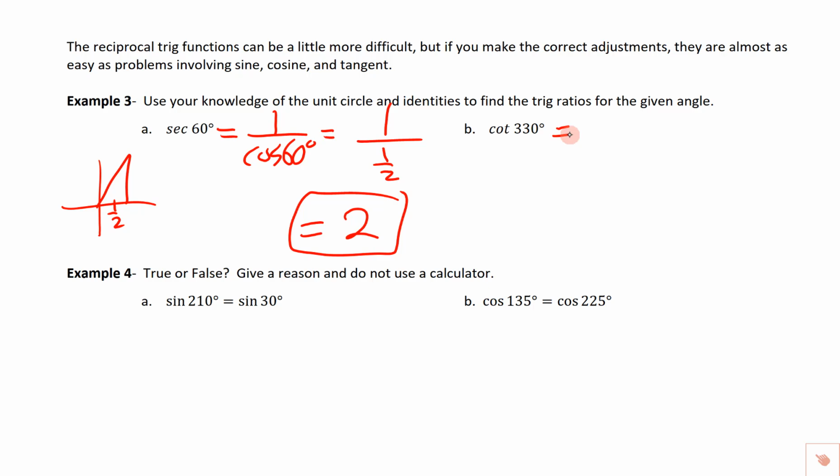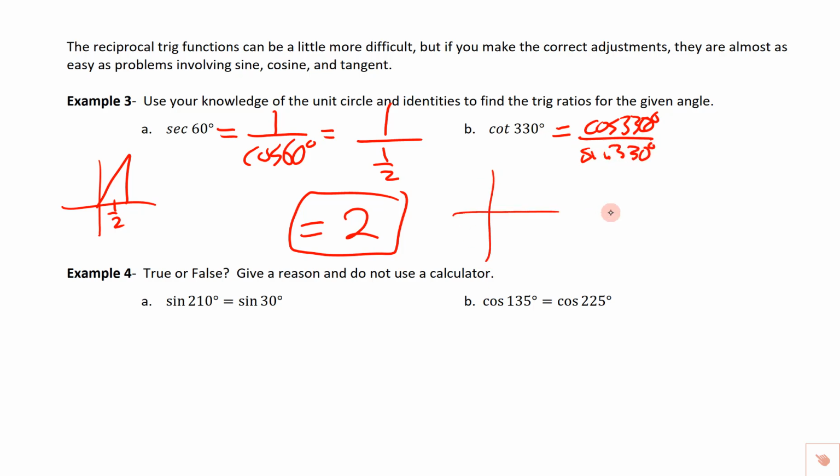Cotangent 330. Remember that thing we said yesterday where you can figure out everything in terms of sines and cosines? What goes on the top? Cosine. Very good. For cotangent, it's going to be cosine theta. Cosine 330 on the top, and sine 330 on the bottom.